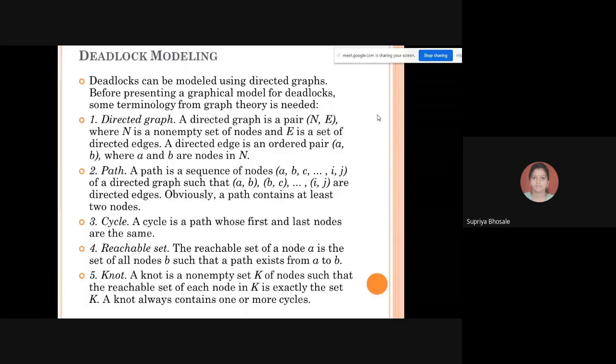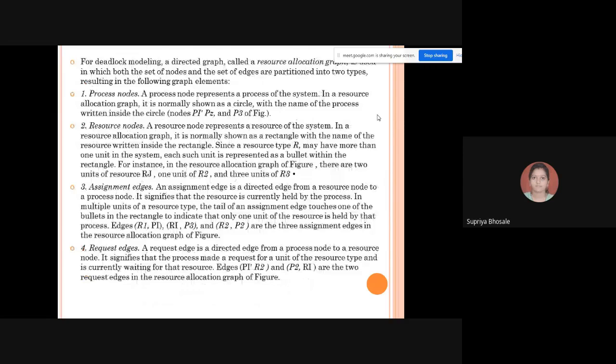And finally, the knot. A knot is a non-empty set K of nodes such that the reachable set of each node in K is exactly the set K. A knot always contains one or more cycles. Fine. So these are some of the terminologies we are using while representing the deadlock models.